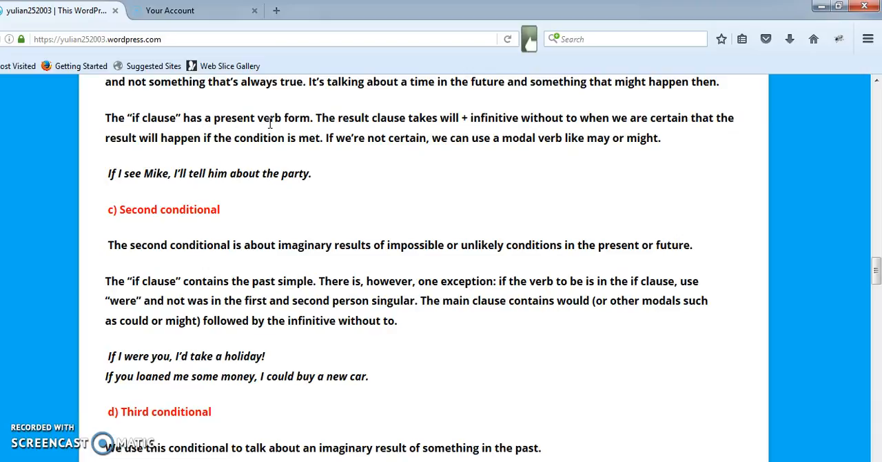If I were you, I would take a holiday. You can see the verb to be in the past. If I were, not was. If I were you, I would take a holiday. If you loaned me some money, I could buy a new car. Okay? In the first part of the sentence, the verb is in past time, and in the second part of the sentence, the verb is a conditional. I could buy a new car.